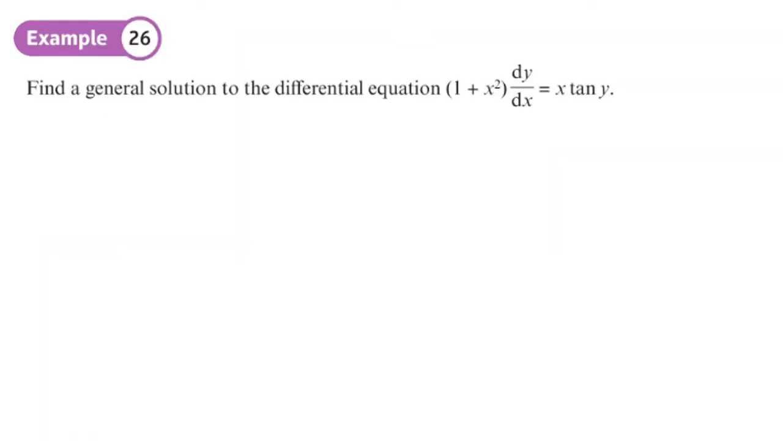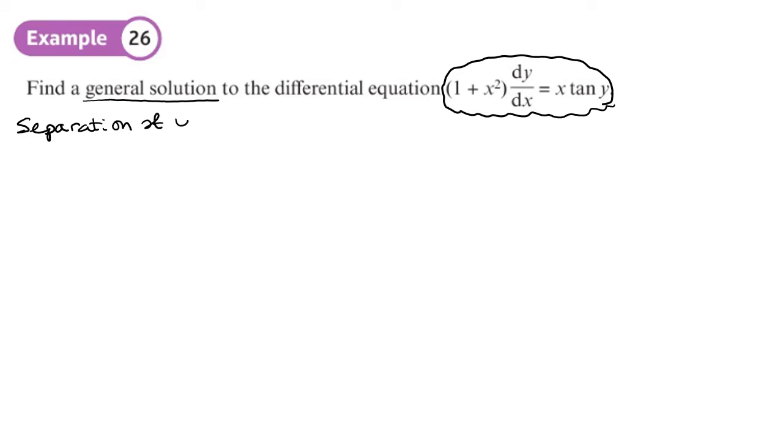So we need to find a general solution to this differential equation here. We start by the separation of variables, basically collecting like terms, where you put all the y terms on one side, all the x terms on the other side, and you think of dy as a y term and think of dx as an x term.